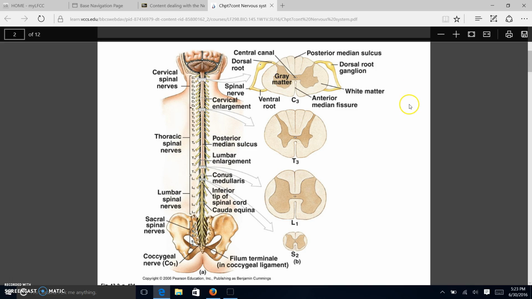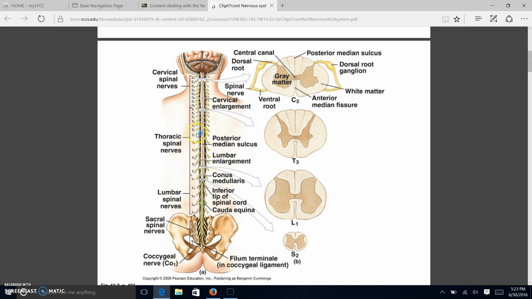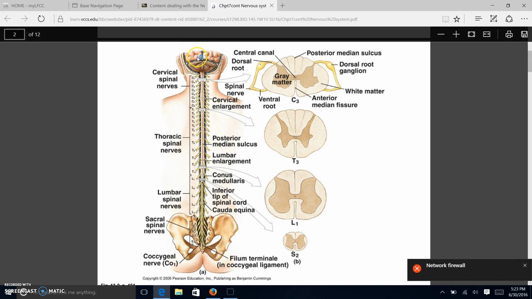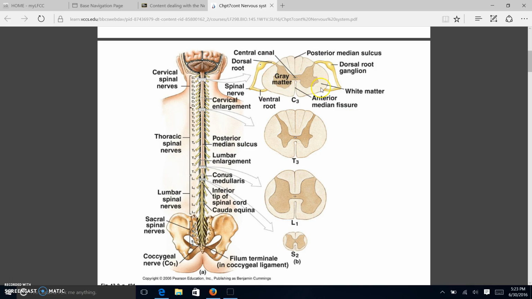Okay, so the spinal cord is obviously part of the central nervous system. Spinal cord and the brain are part of the central nervous system. And of course, here's a cross section, and we can see the cross section that's made in the cervical area, the thoracic area, the lumbar area, and the sacral area.